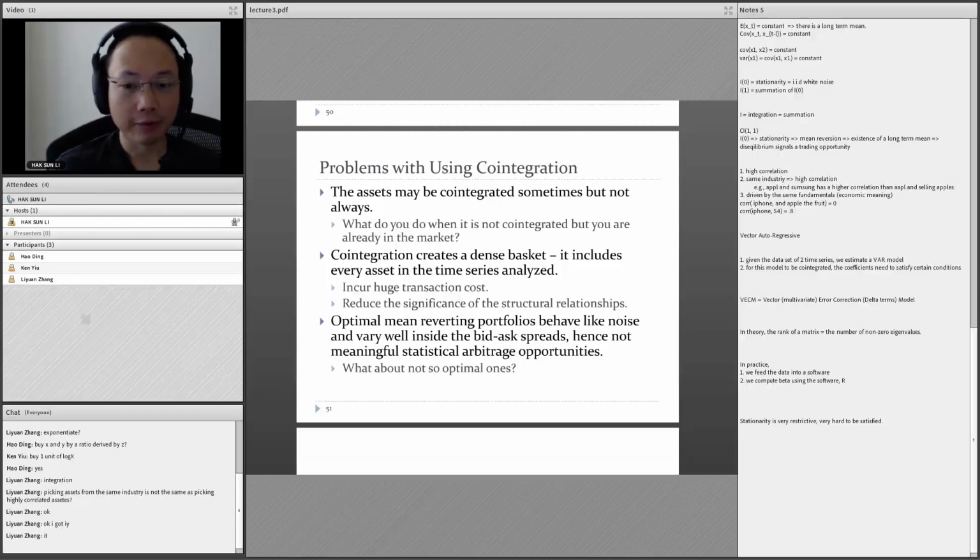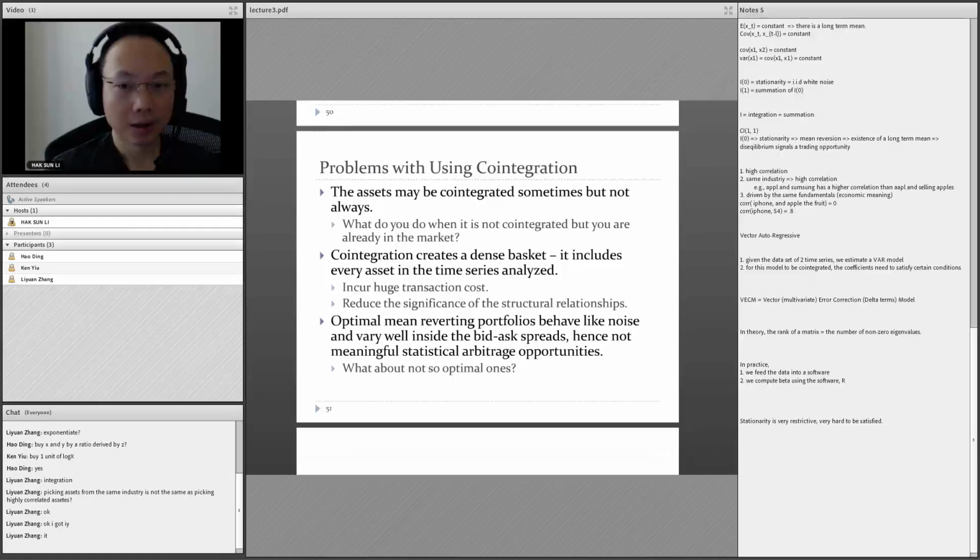The third problem with co-integration is that even though you find an optimal mean reverting portfolio that is stationary by co-integration standard, it might not help because the perfectly optimal mean reverting portfolio may just behave like noise, okay? And the variation is so small that it's within a bid-ask spread. Then in that case, you won't make any money off it. It doesn't represent a meaningful trading opportunity.